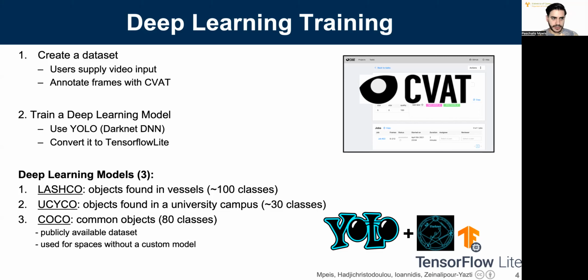Our applications can use between 3 different models. The first is named Lashko, that has around 100 classes, and it recognizes objects that can be found on vessels. The second recognizes objects that can be found on a university campus, and COCO is a publicly available dataset that recognizes commonly available objects.